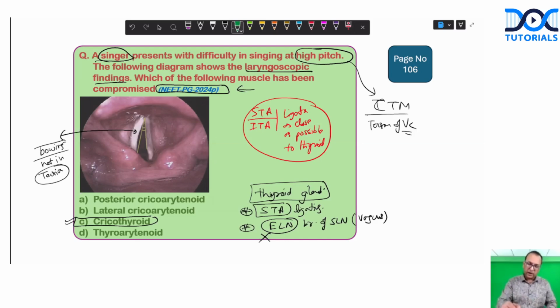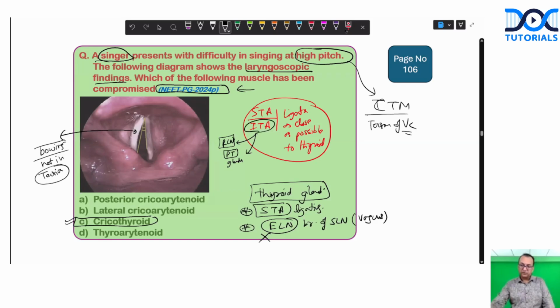Because the inferior thyroid artery has to supply the recurrent laryngeal nerve and also the parathyroid gland. Then it will supply the thyroid gland. So the inferior thyroid artery, you have to remember, is a very important artery. It supplies so many things actually. We'll discuss that. There is a topic on which we have to work.